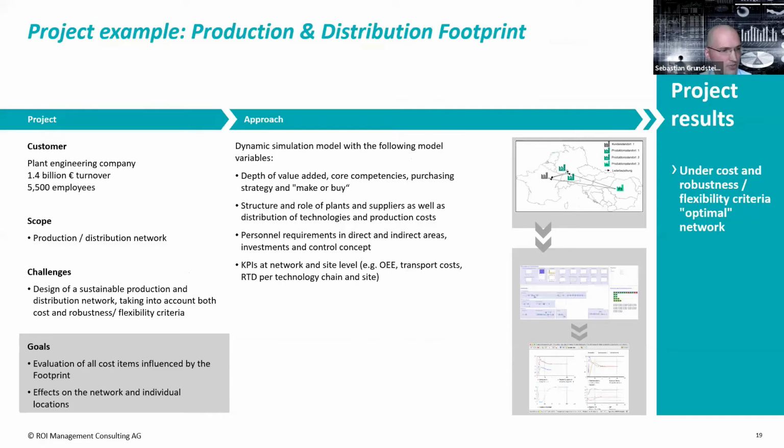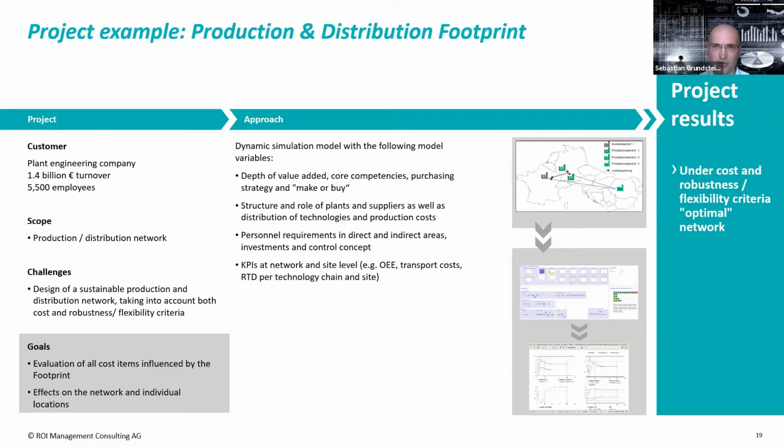Let me give you just 2 case studies and project examples. I think you have ideas in mind where you can use it. These are some project examples. Here it was a company of plant engineering. We modeled the whole production and distribution footprint with the option of several production sites. And the task was to design the optimal footprint, not only from a cost perspective, so not only for optimal total cost, but also considering the robustness and flexibility of the whole network.